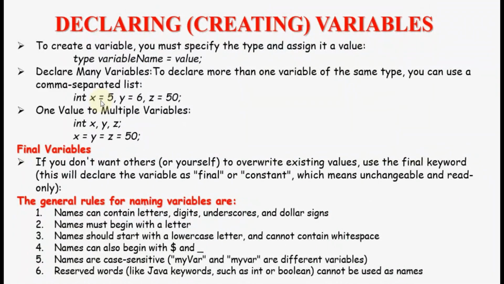The final keyword: if you want to model a constant, if you don't want other persons to overwrite existing values, use the final keyword. What the final keyword is saying is that the value of this variable is unchangeable, just read only. When you declare a variable with the final keyword, you are saying that this variable cannot be changed.